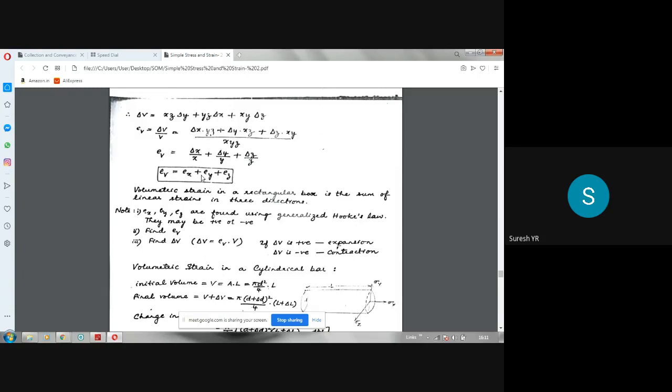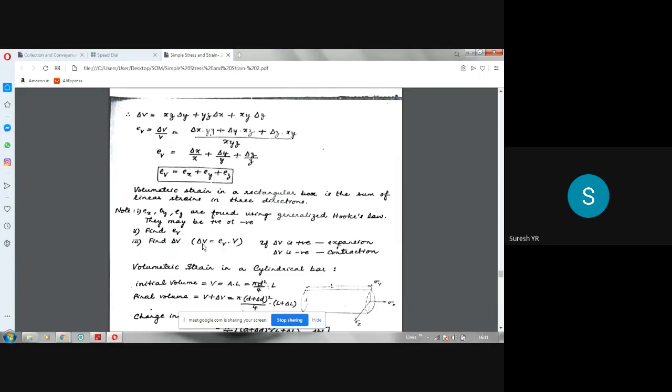So if you get negative, just take it as negative. For example, Ex may be 0.01, Ey may be minus 0.02, Ez may be plus 0.03 like that. Then you have to add all the three algebraically. Then you can find out the change in volume by using this formula.